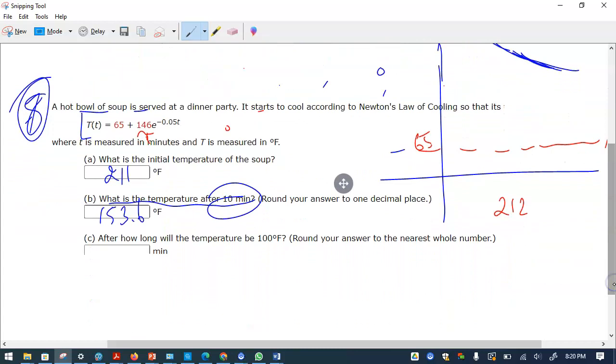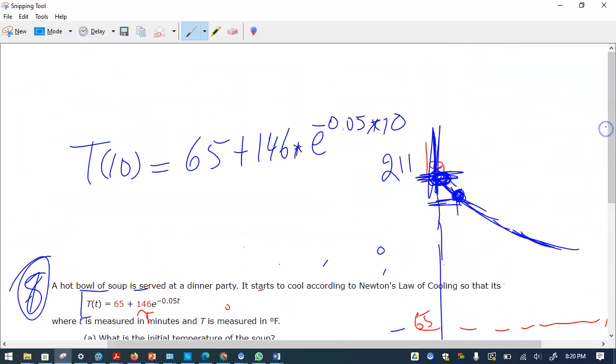And the last question is, how long will it take for the temperature to be 100 degrees? So how do we do this part? For this, I need the equation, right? So this is the original equation. I'm going to make some room and write it here. So this is the main equation.